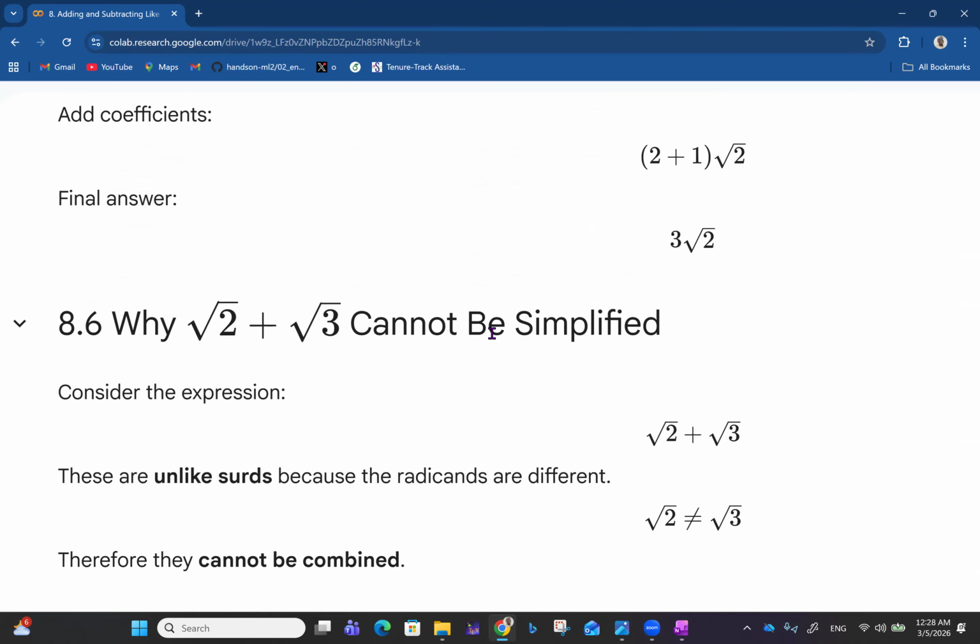Why can root 2 plus root 3 not be simplified? If you consider the expression root 2 plus root 3, these are unlike surds because the radicands are different. So root 2 is not equal to root 3. As a result, they cannot be combined. The best way to leave them is as root 2 plus root 3, because you can't simplify further.